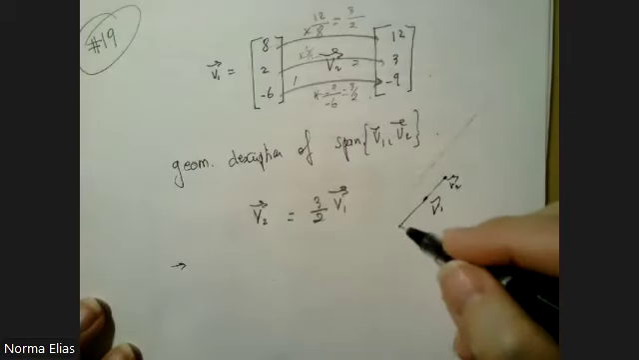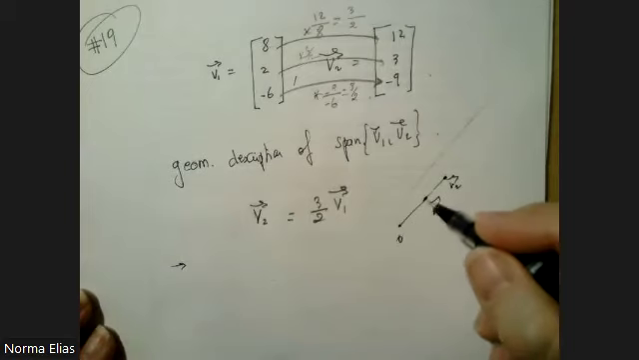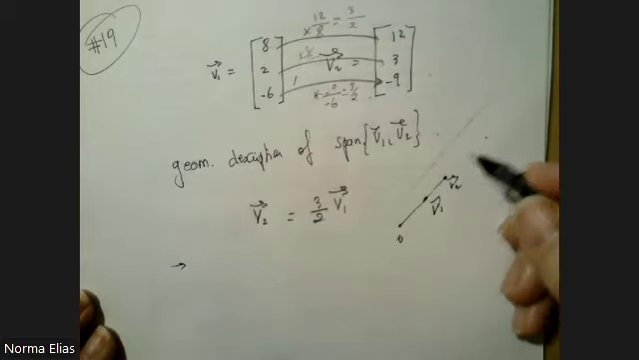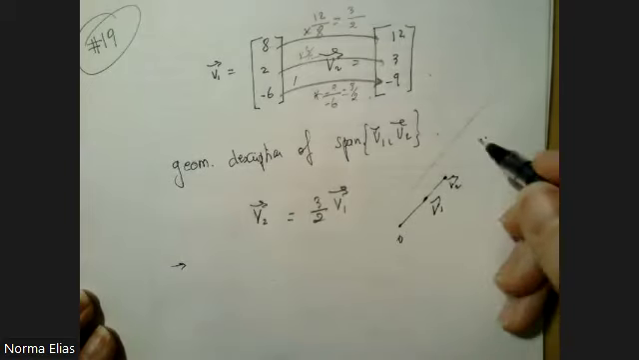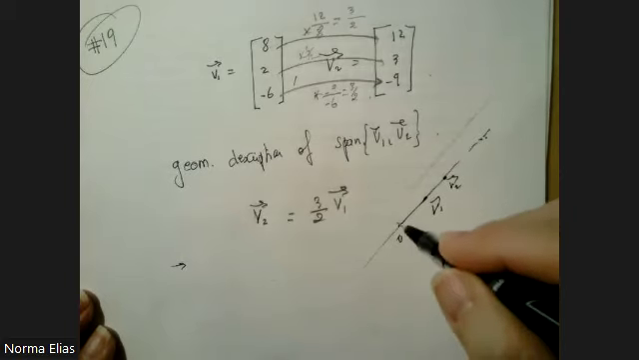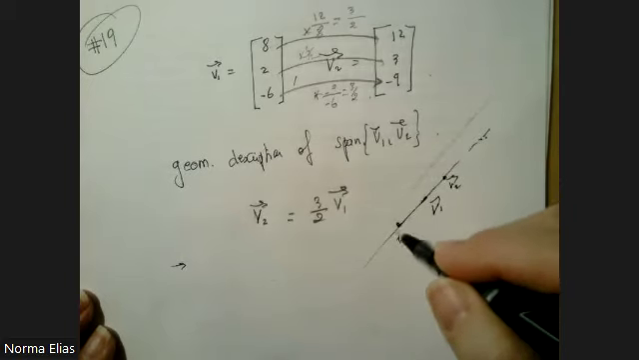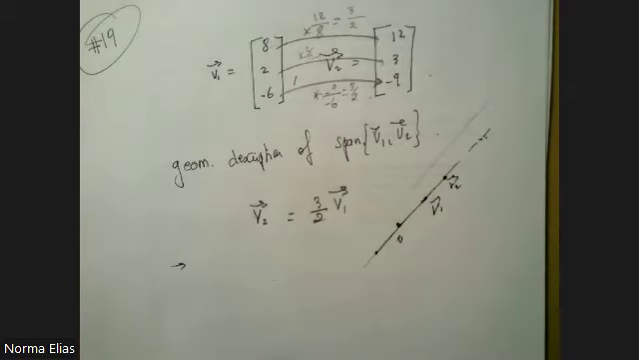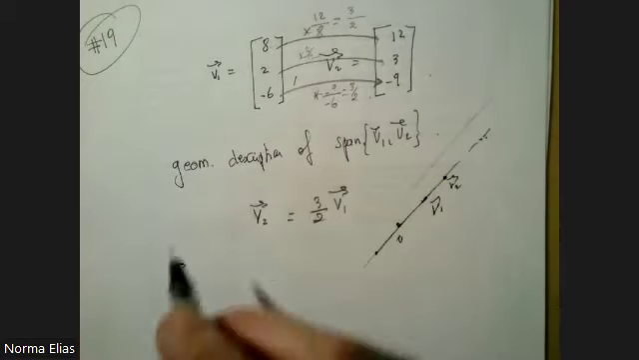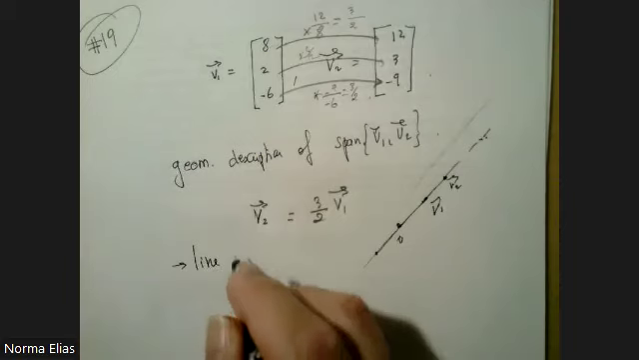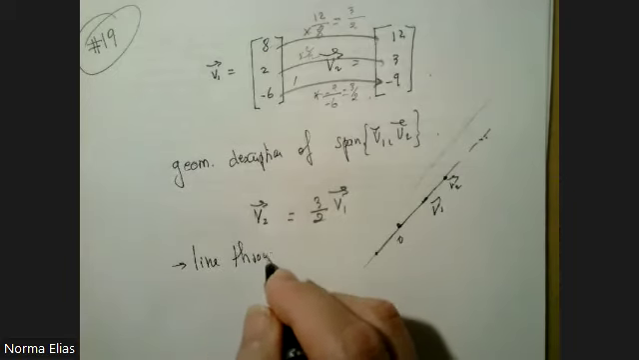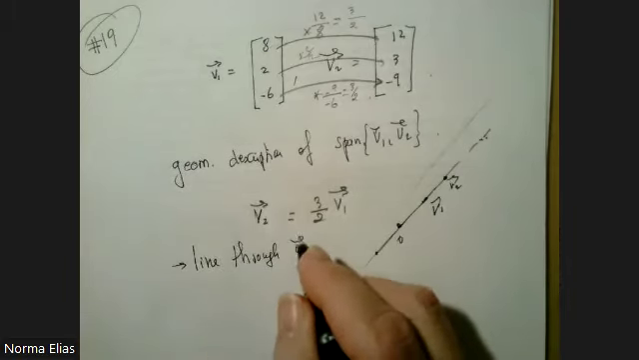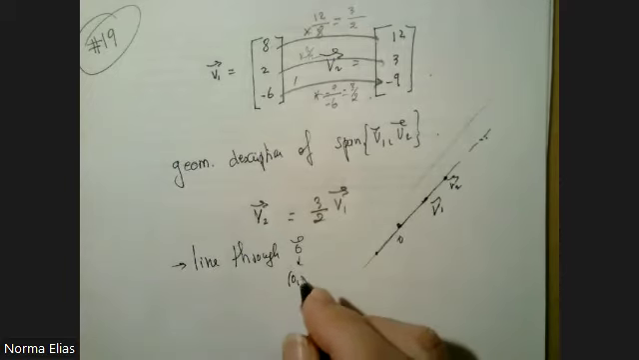Now, this is 0. If I take 2V1 plus 3V2, which is what the span is, I'm going to be on the same line. So anytime I take a combination of those two vectors, I will be exactly on the same line. So this is the line. That's the geometric description through 0. When I say through 0, I mean through the origin.